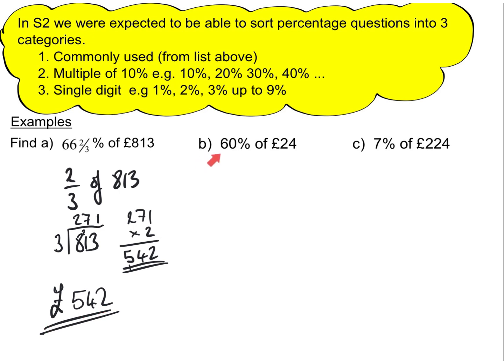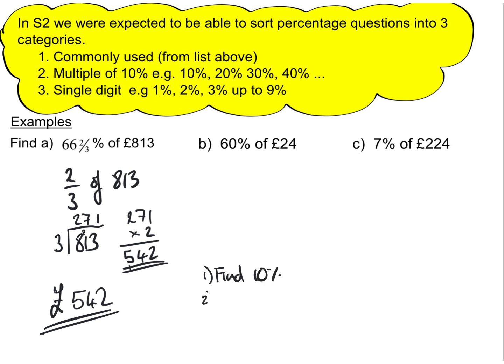We'll now look at the next example, and again we're going to go through our checklist. Is it a commonly used percentage? Was 60% on the list we showed you a minute ago? And the answer is no. Is it a multiple of 10? Is 60 in the 10 times table? So the answer to that is yes. So this is using the multiple of 10 strategy, which we do in 2 steps. The first step is we find 10%.